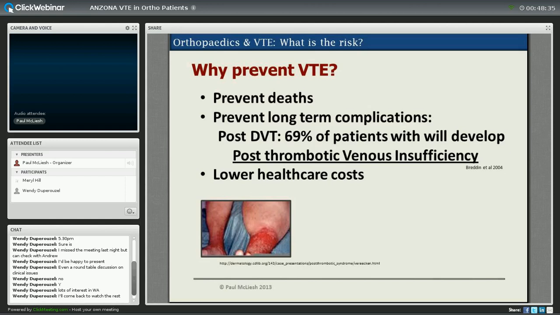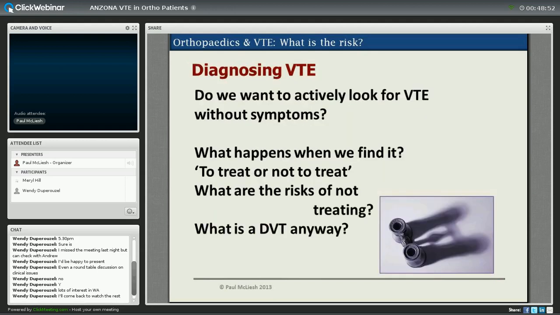So the syndrome comprises a number of different things. It's chronic venous insufficiency, chronic edema, chronic pain, and maybe recurrent venous ulcerations as well. So if we can prevent it happening in the first place, even if we're treating it effectively once it occurs, it's better to prevent it rather than try and treat it afterwards.